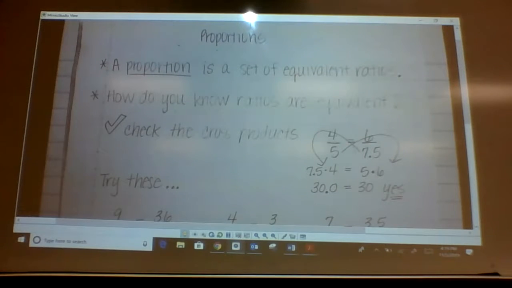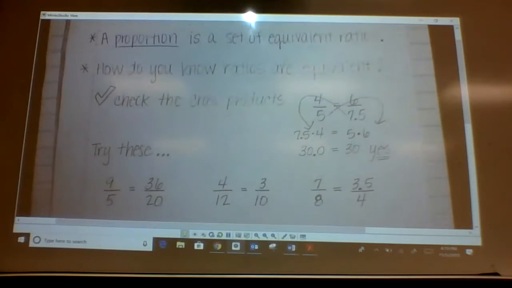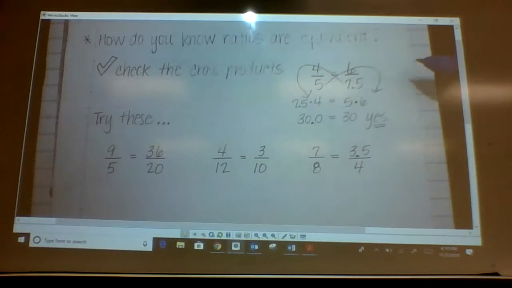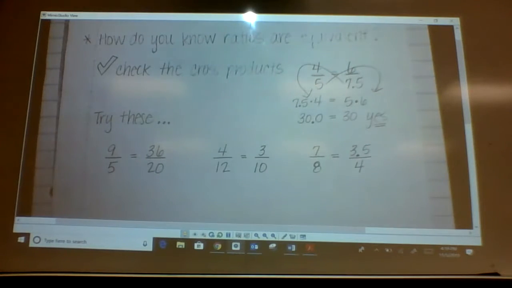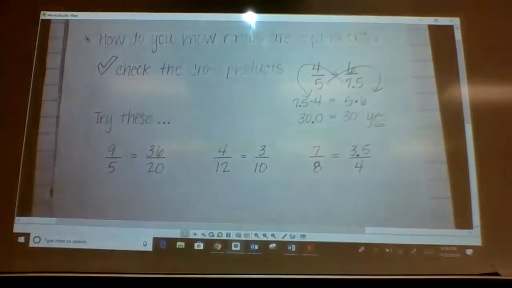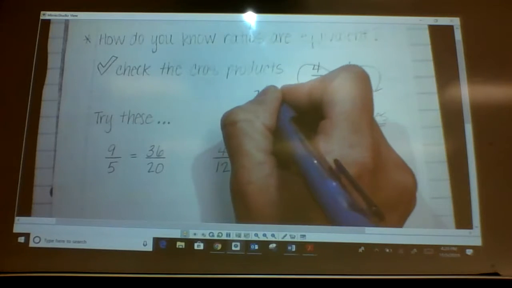To do that, you check the cross products, and we know that product has to do with multiplication, so we're going to check the cross products with a couple ratios. If we have a ratio of 4 to 5, and we're comparing it to a ratio of 6 to 7.5, what we do is we cross multiply going diagonally from bottom to top, and we kind of make a little pretzel type shape, and we multiply 5 times 6 is 30, and then we would multiply 7.5 times 4, and maybe you don't know that off the top of your head, so we're going to multiply it out here.